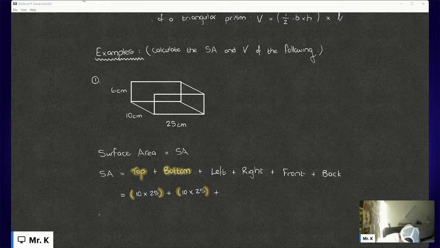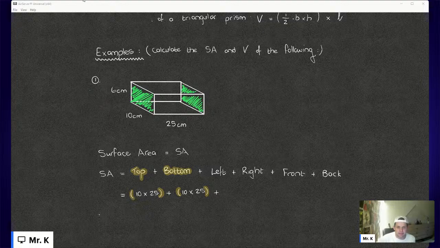Looking at my shape once again, I want to now take a look at the left and right-hand side. Here is the left-hand rectangle on my box, and over here we have the right-hand side of my box. Right? These rectangles are also going to be identical in size.